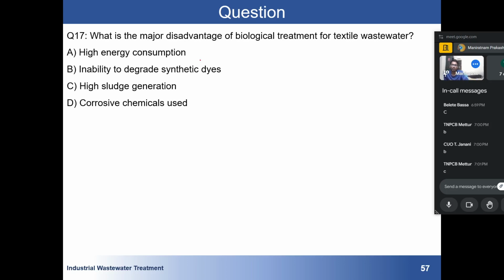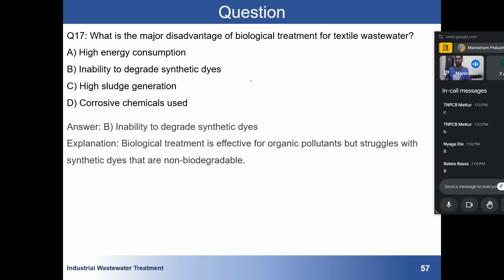What is the major disadvantage of biological treatment for textile wastewater? B. Inability to degrade synthetic dye. Yes. Biological treatment is effective for organic pollutants but struggles with synthetic dyes that are not biodegradable.